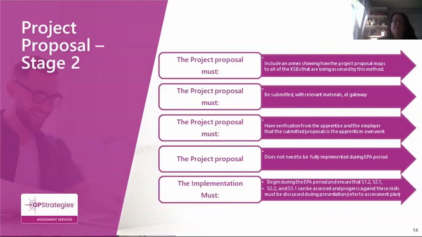The project proposal must include an annex showing how the project proposal maps to all the KSBs that are being assessed by this method. We will have that resource for you to show that. The project proposal must be submitted with relevant materials at Gateway. It must have verification from the apprentice and the employer that the submitted proposal is the apprentice's own work. It needs to be authenticated. Again, we know that.